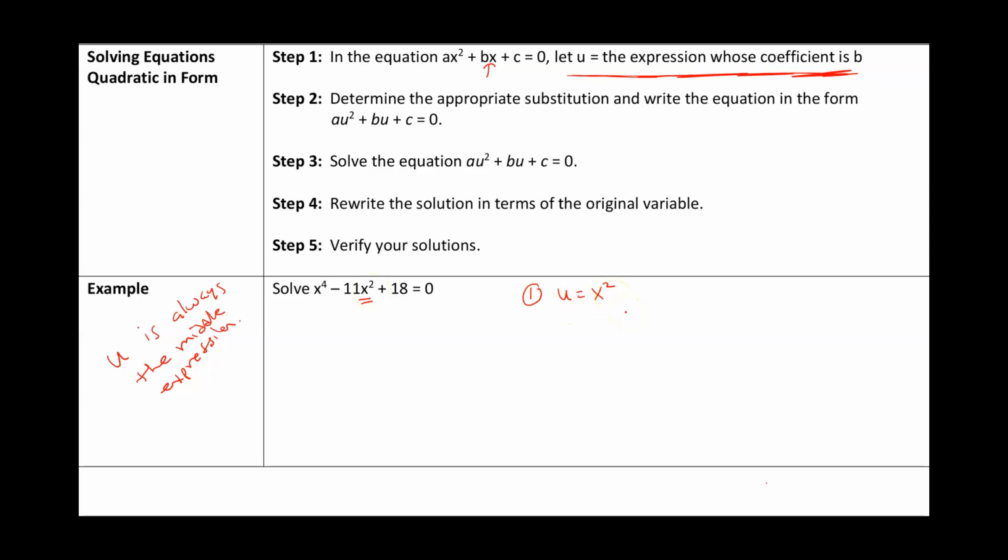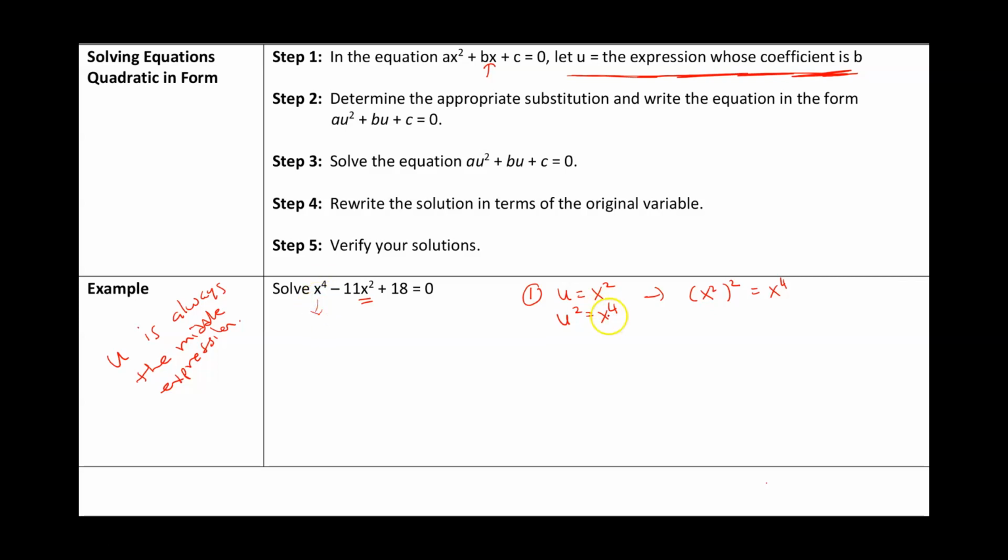Now here's how that helps us. On the side, I'm going to write, if I take x squared and I raise it to the second power, I get x to the fourth. But remember, we said u is equal to x squared. So x squared, which is the same thing as u, raised to the second power, is equal to x to the fourth. Now take a look, our first term is x to the fourth.